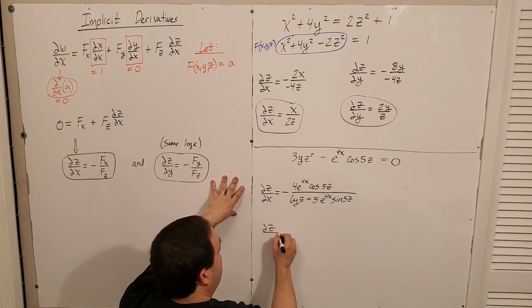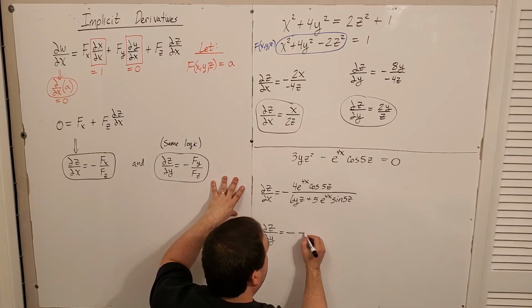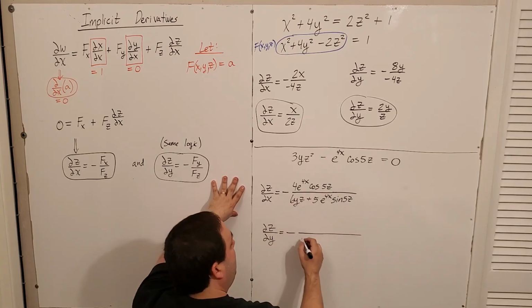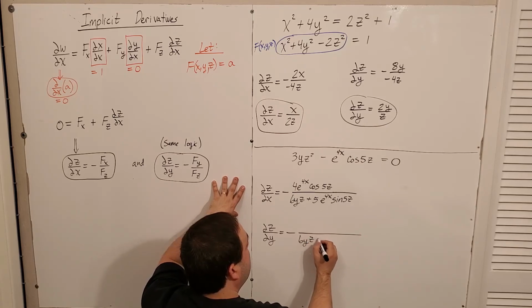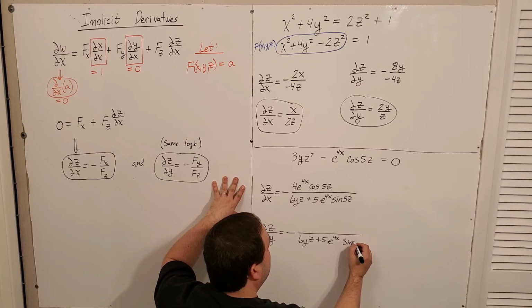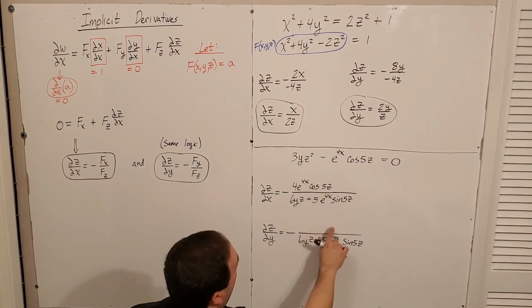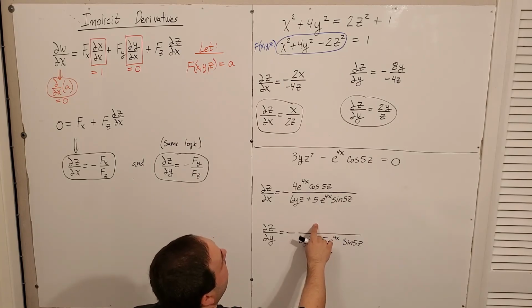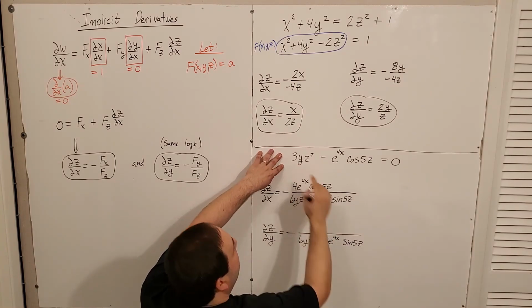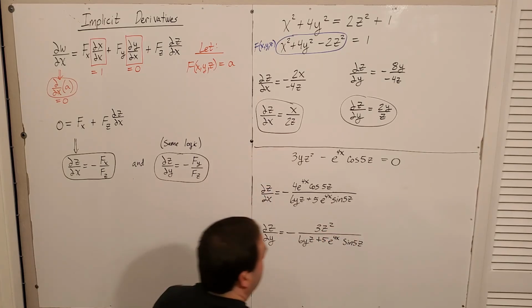The partial of z with respect to y, very similar, right? It's going to have a negative sign. The denominator is going to be the same. 6yz plus 5e to the 4x sine 5z. And then the partial with respect to y only, right here, right? That's just going to be 3z squared. Okay?